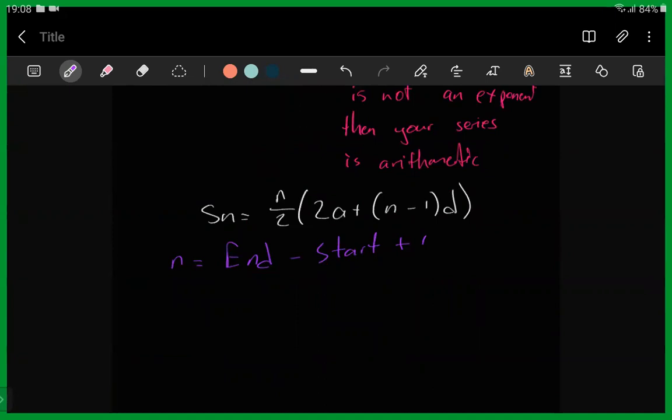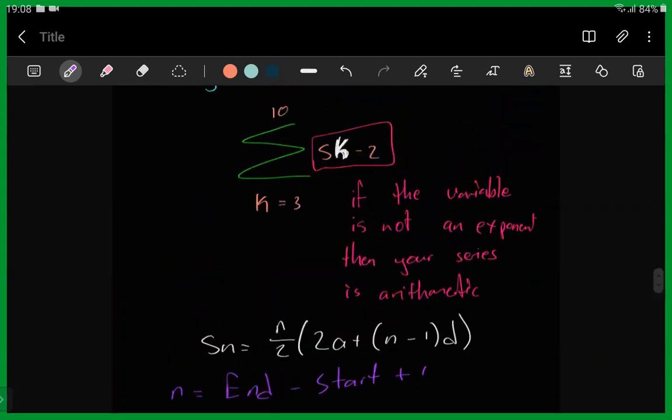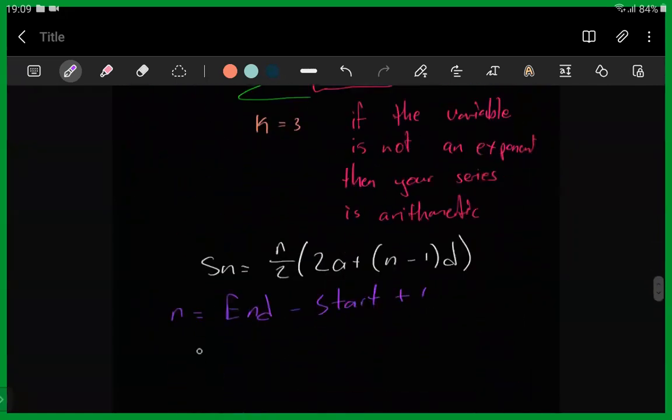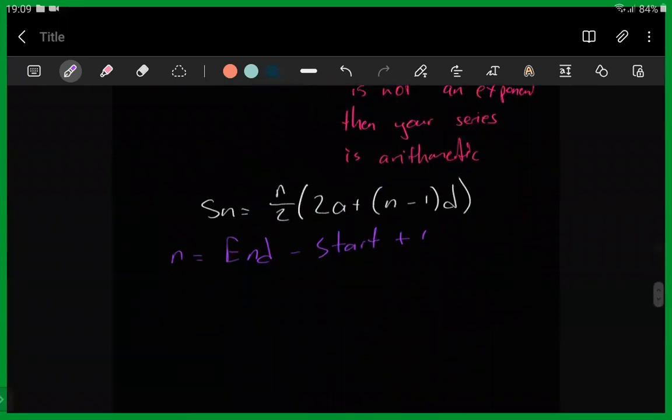You already saw why you have to plus the 1. We're plusing the 1 because numerically speaking, 10 minus 3 gives us 7. But between position 3 until position 10, it's 8 pieces of information, not 7. Because 1, 2, 3, 4, 5, 6, 7, 8. That's why you always say n is end minus start plus 1. So that deals with n.